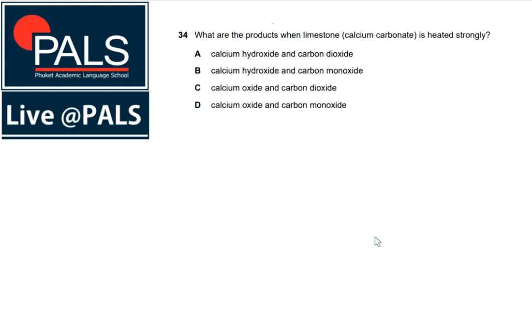What are the products when limestone or calcium carbonate is heated strongly? Actually, the limestone, when heated, produces calcium oxide and carbon dioxide. So the correct answer for this is letter C.